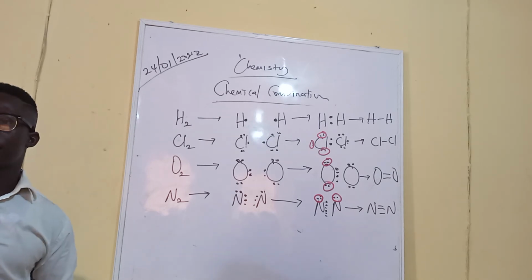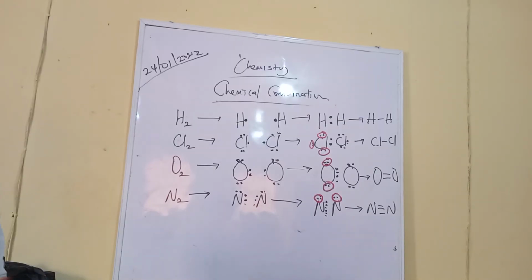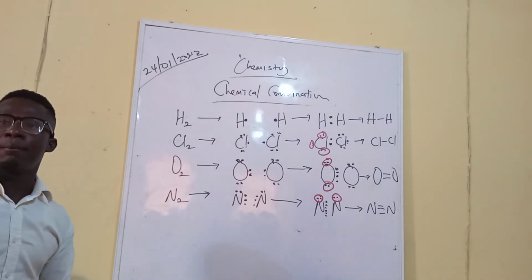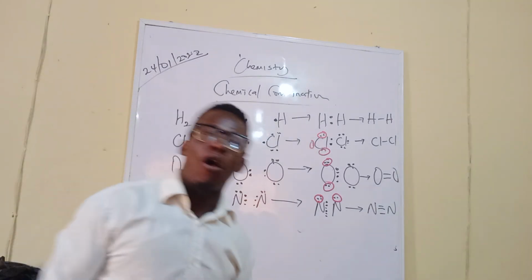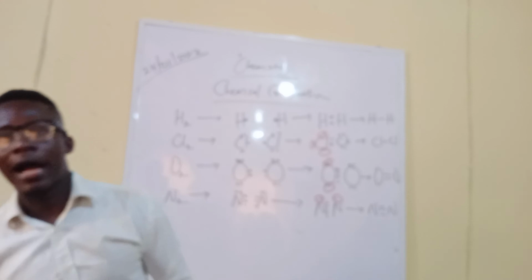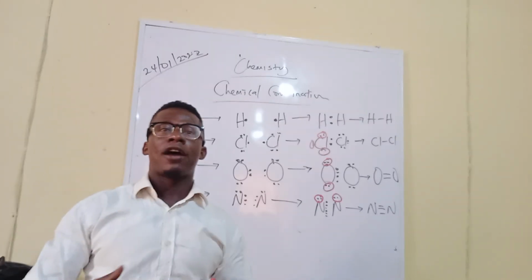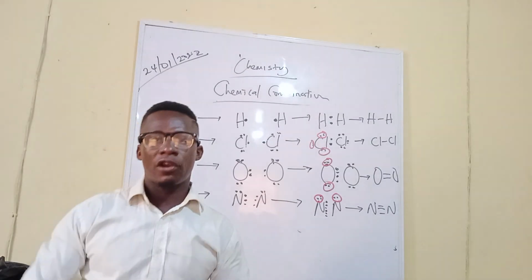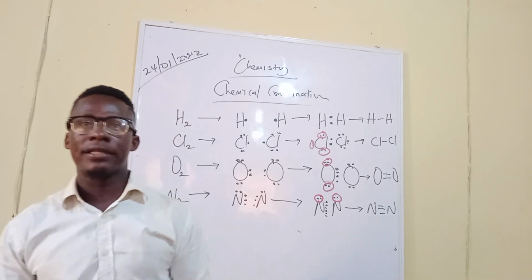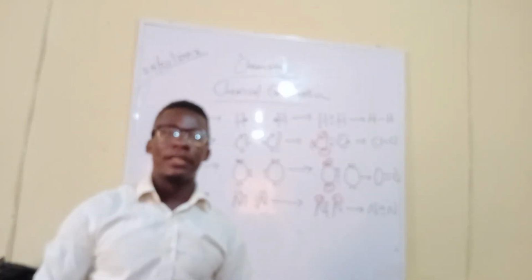So in the next lesson, we will look at heteronuclear covalent bonding. We will also look at coordinate covalent bonding. We will look at metallic bond, Van der Waals forces. Under Van der Waals, we have London dispersion force and dipole-dipole moment. And we will also look at hydrogen bonding.